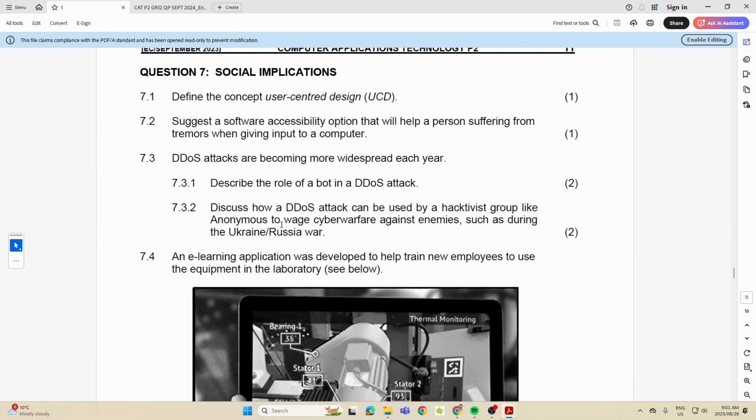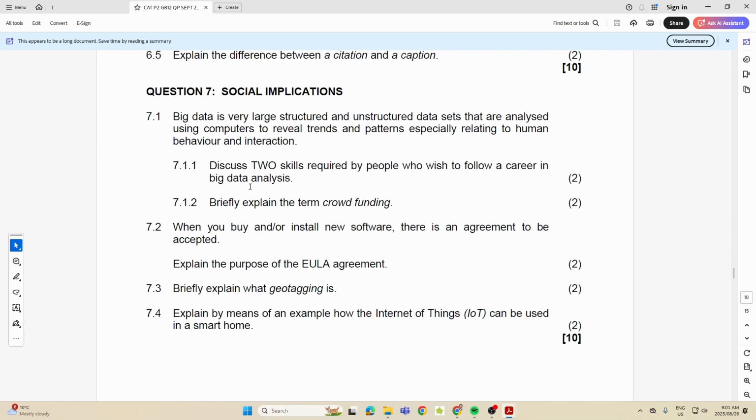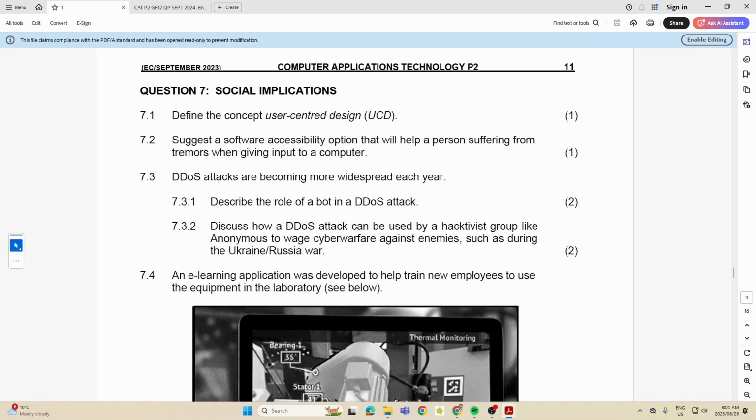No real difference between question 6 in 2023 and 2024. So for another 10 marks, I think in 2023 as well. Let me see. Yes, also 10 marks. We're looking at the social implications. Define the concept of user-centered design. Now, this is a method of computer program design that is based on the user-specific needs. So the program is designed according to the user's needs or requirements. That's all it is. Right?